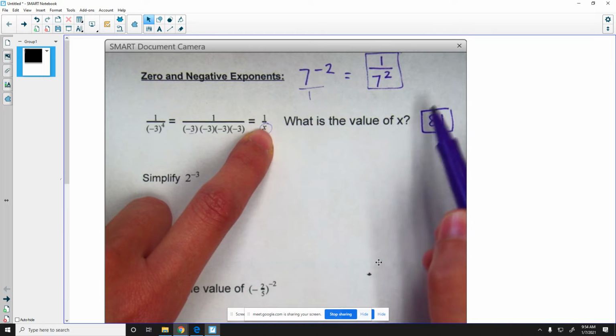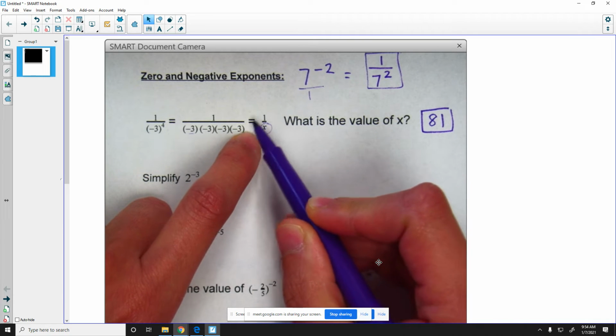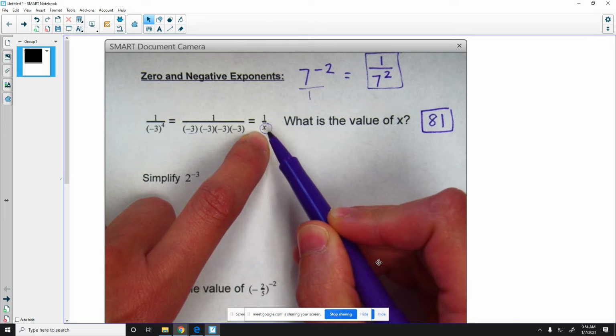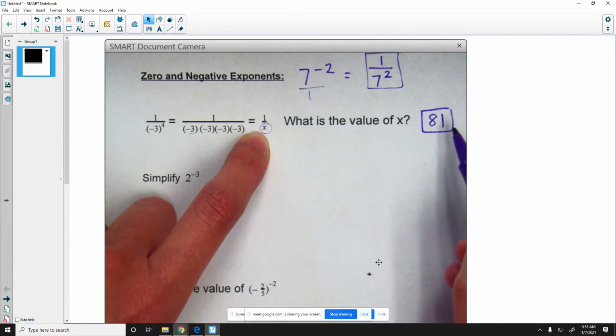Another mistake that I feel like you're going to make is you're not going to read carefully. You're going to say the answer is 1 over 81 because that's the whole answer. But they're not asking for the whole thing. They're just asking for the denominator, right? So what's the value of x? Just the denominator. So it's just the 81.